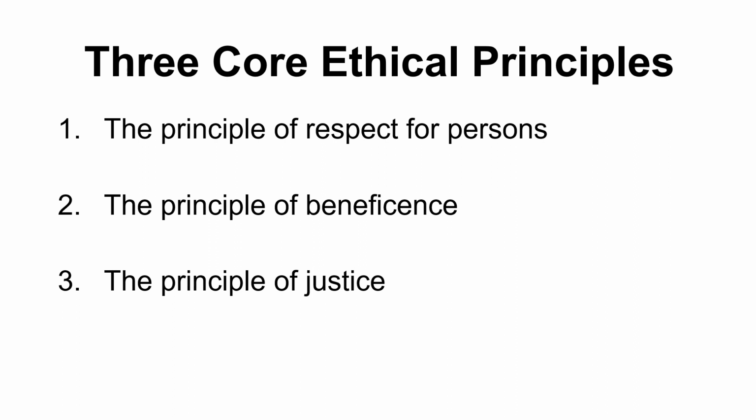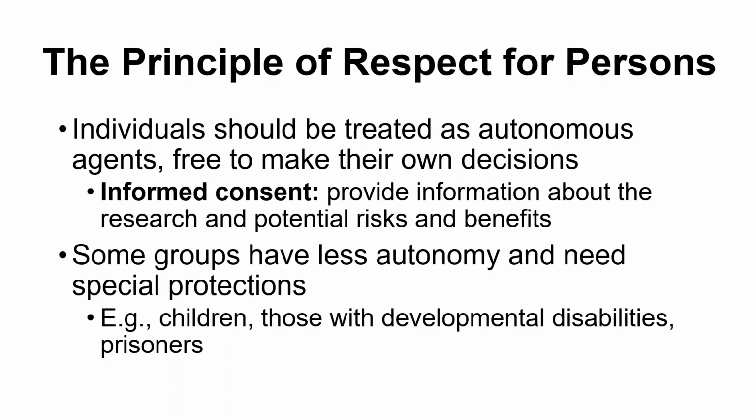And I actually broke these down to get their own slides. But for our respect for persons, we're just saying that people should be treated as autonomous agents, individuals with free will, and they should be free to make their own decisions. And they should be able to make educated decisions. So this is where the concept of informed consent comes in. So we need to give them information about the potential risks and the potential benefits of the research. So what is it that could happen, and is it good or bad for this individual? Also, is it good or bad for maybe the community that they're part of?